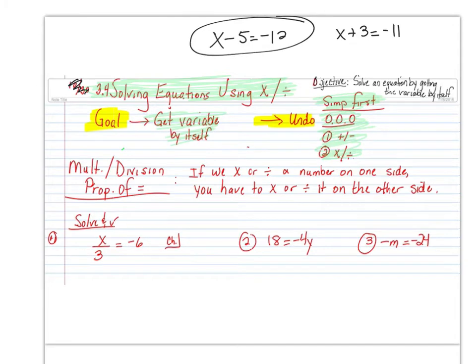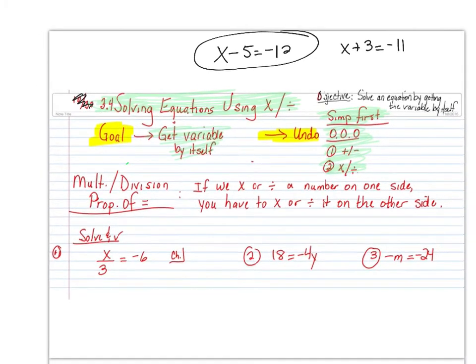What are they doing to X? Adding, so we subtract on both sides. That was your addition and subtraction properties of equality. Well, guess what they're going to be doing today?